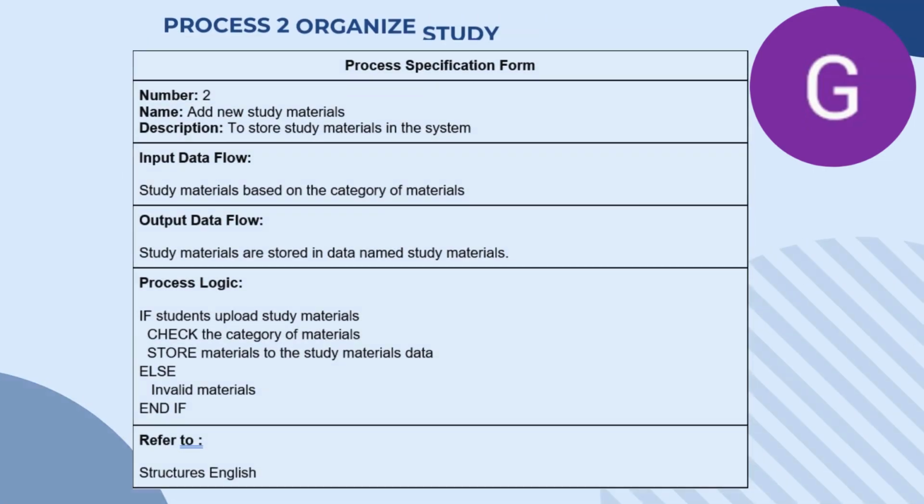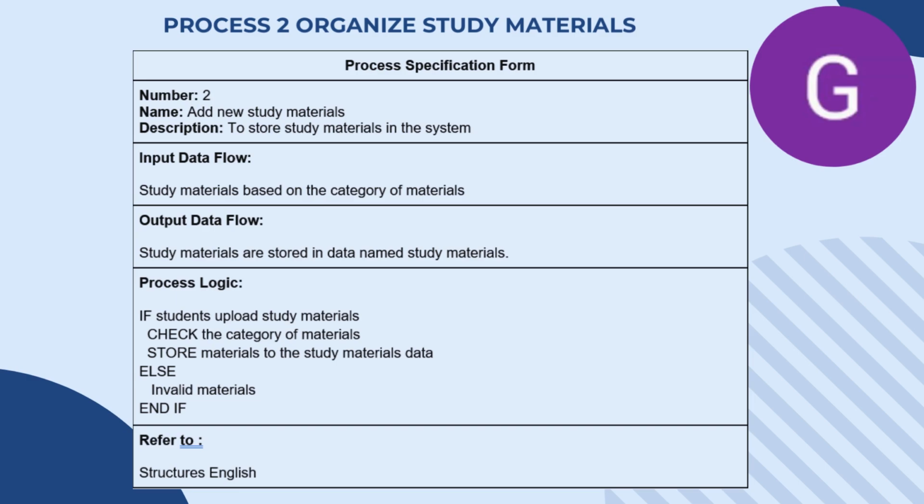The second process of the process specification form is to organize study materials. In this process, you will add the study materials of the student and store the materials in the system according to the category of the materials. The output will be the stored materials in the data named study materials. And also in the process, the student will upload the study materials and check the category of materials and store it. And otherwise, it will be invalid materials.